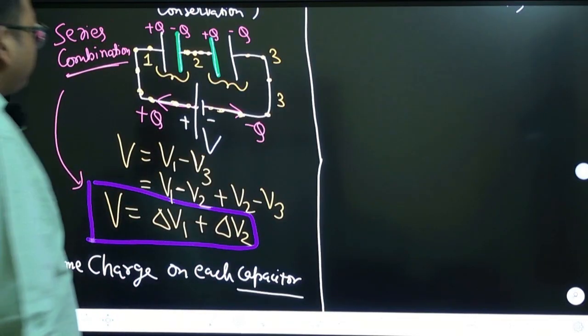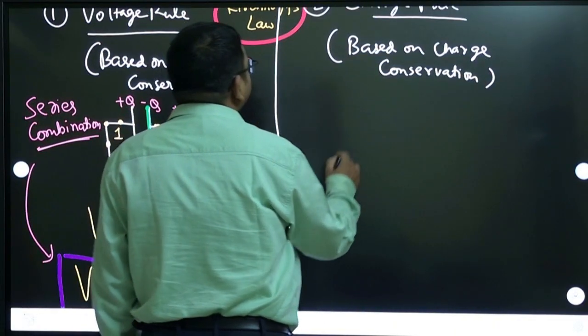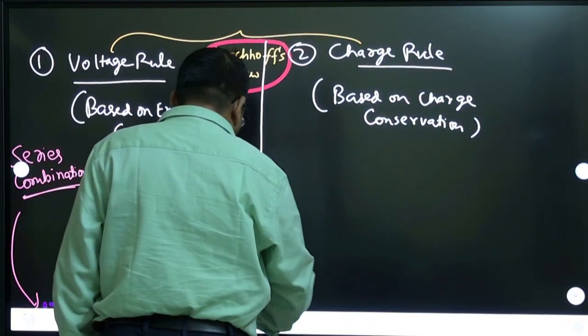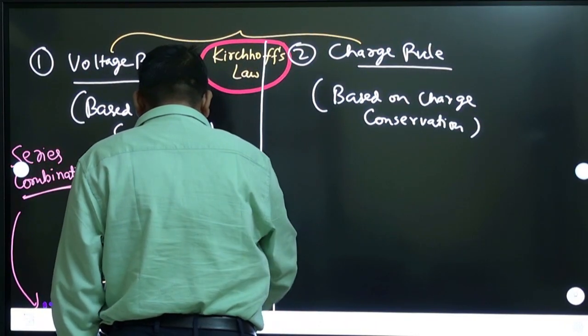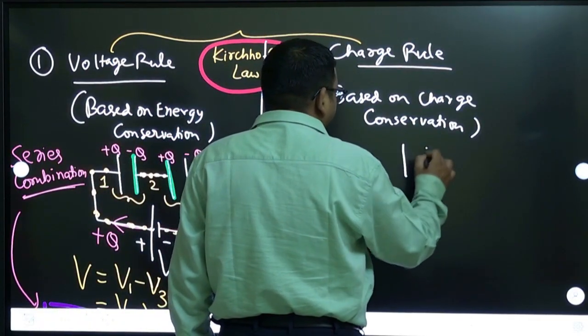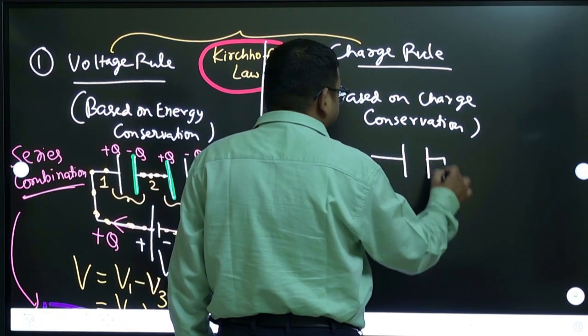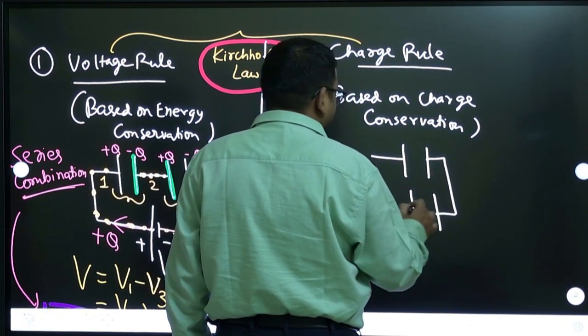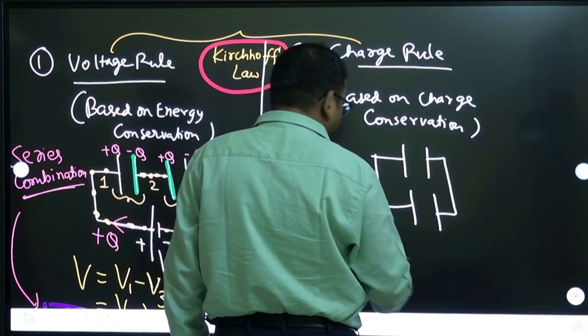Then what happens in parallel? Now note what happens in parallel. Means what is the charge rule? Charge rule will apply in parallel. Let us try to understand. Suppose two parallel plate capacitors are connected like this, and they are connected with a battery.